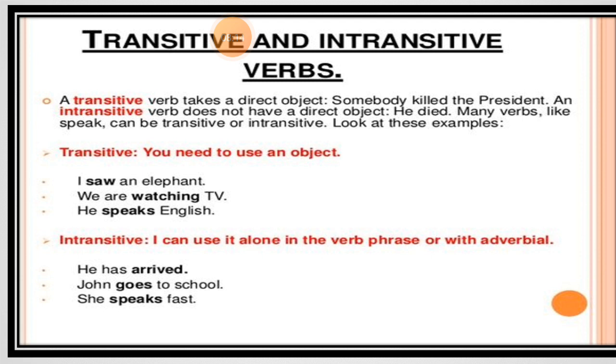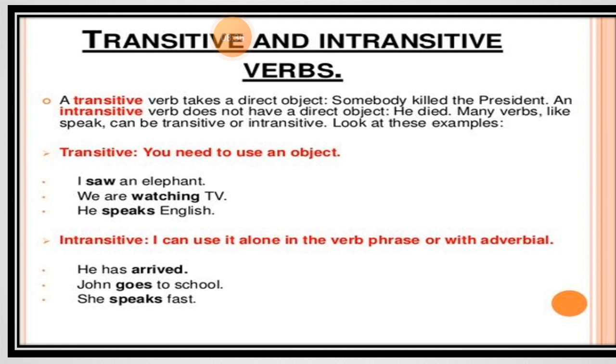A transitive verb takes a direct object. Somebody killed the president. Somebody killed to whom? The president. An intransitive verb does not have a direct object. He died. Many verbs like speak can be transitive or intransitive. Look at these examples. You need to use an object.